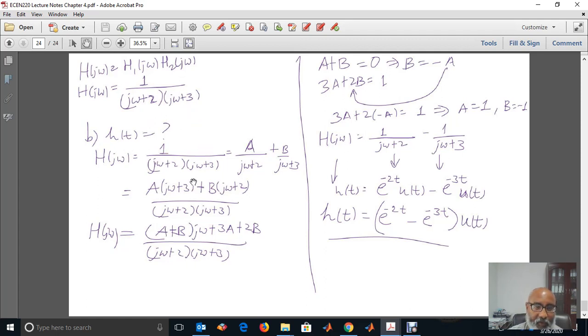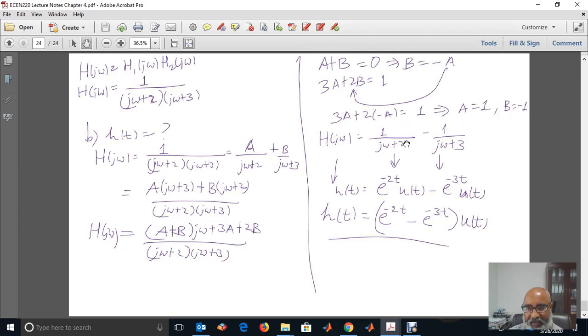So what is this in the time domain? Again, we need to do partial fraction expansion: A over (jω plus 2) plus B over (jω plus 3). We rearrange this and have (A plus B) times jω plus (3A plus 2B). This is the constant part, and this is the coefficient of jω. But in the numerator, I don't have jω, so A plus B is equal to 0. And the constant part, 3A plus 2B, should be equal to 1. So from the first, B is equal to minus A, and substituting in the second equation, we have A equals 1, B equals minus 1.